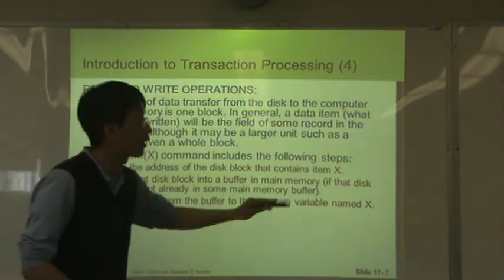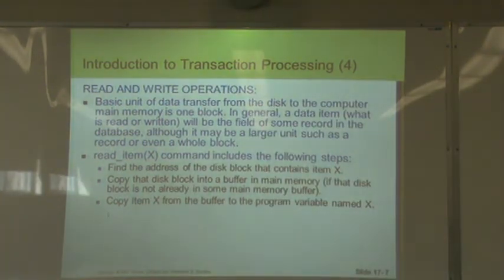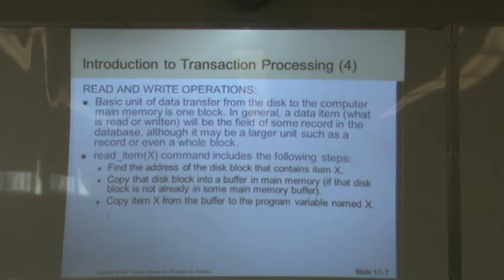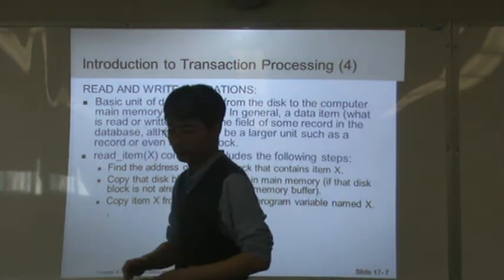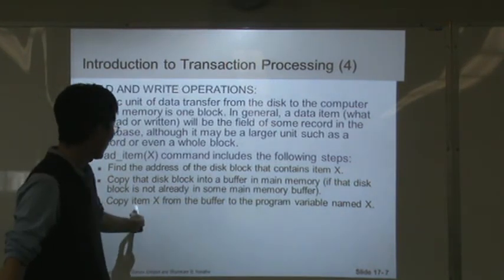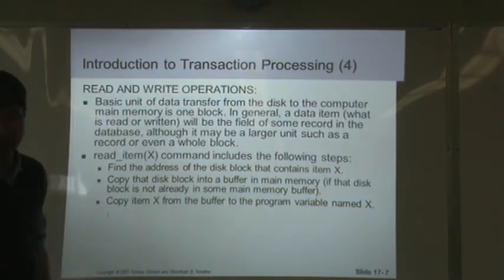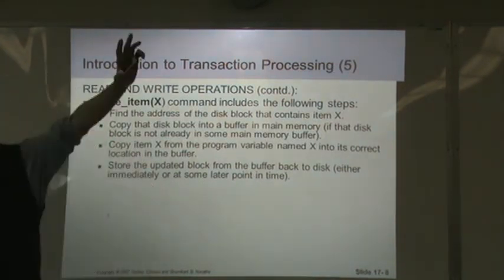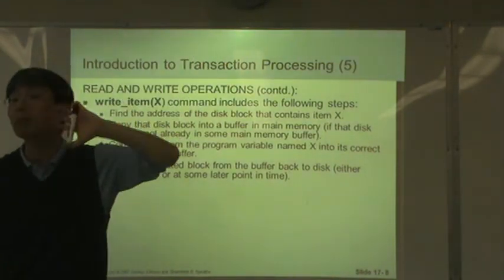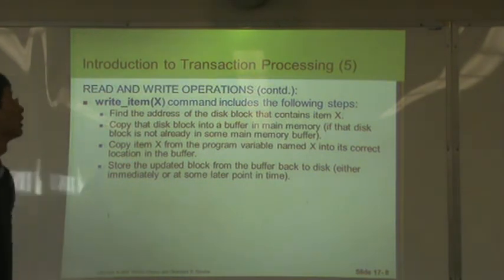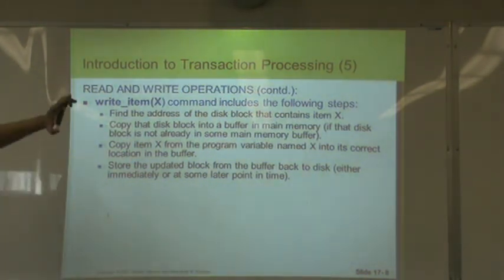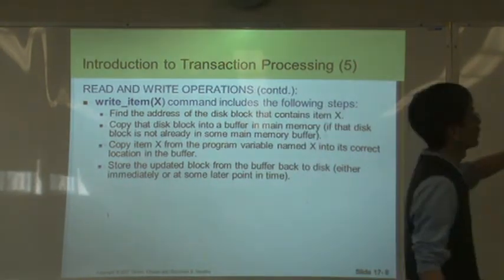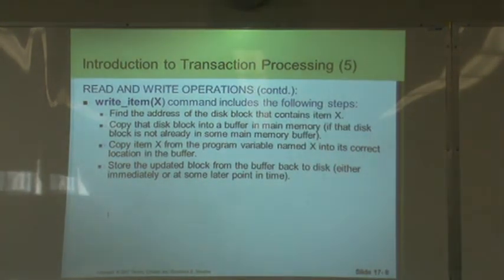So when you read the data, I already explained: it copies the block into memory and reads the data. In case the data block already exists in memory, you don't have to read again. That is a read operation, which copies item X from the buffer to the program variable X. Right. When you write the data, it's the same thing as when you read. If there is no data item over here, they read it and modify.